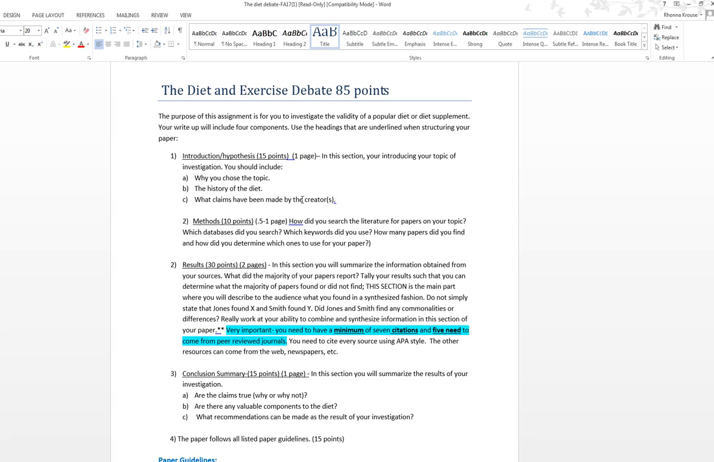The introduction's purpose is to give us an idea of where this diet came from. This is where you can use blogs and .coms. These are not proven resources. These are really what the creators say. What is the history? You're giving us the background. It doesn't have to be true. It just has to be the background.